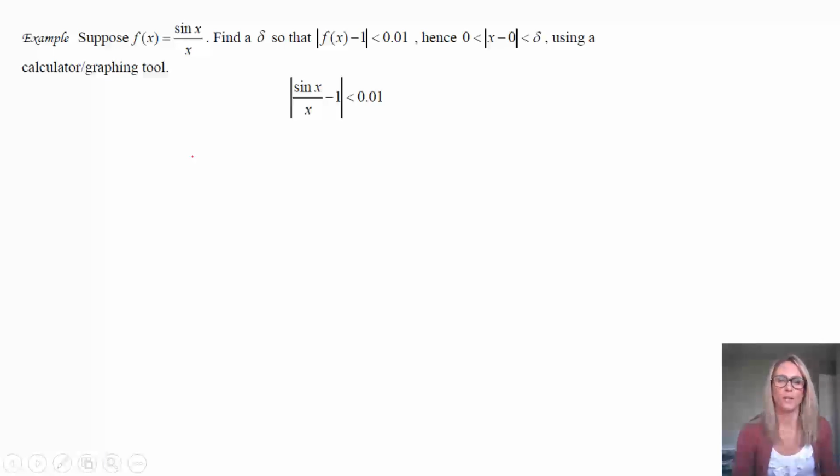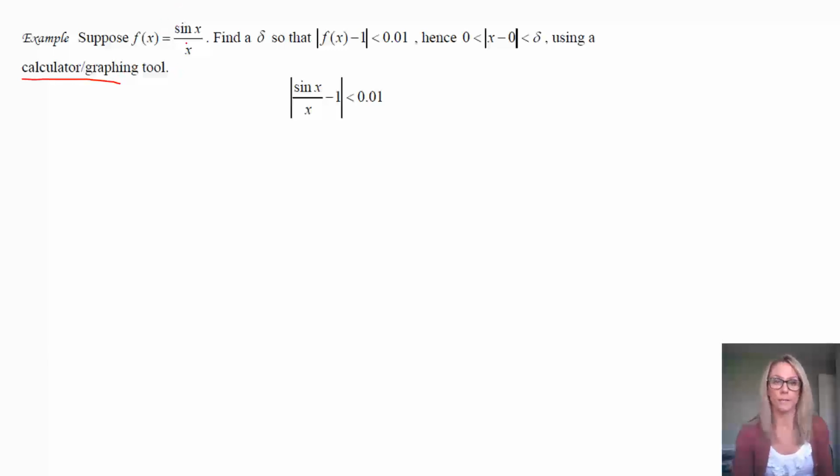Okay, so we'll take a look at an example. This one says use a graphing calculator tool. So that would be something like Desmos, some of the online things, or you could use a graphing calculator as well. And I'll show you what we need to do.